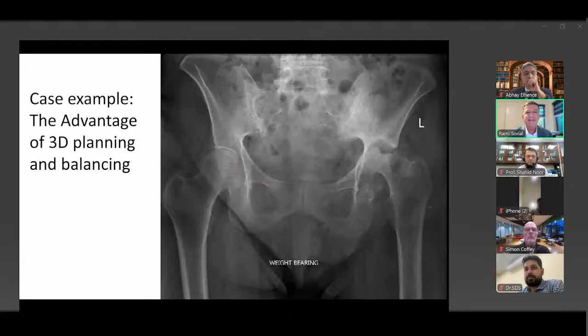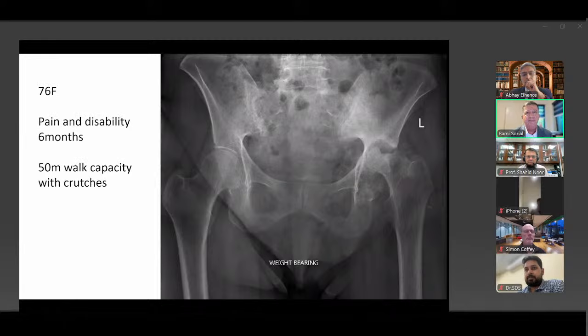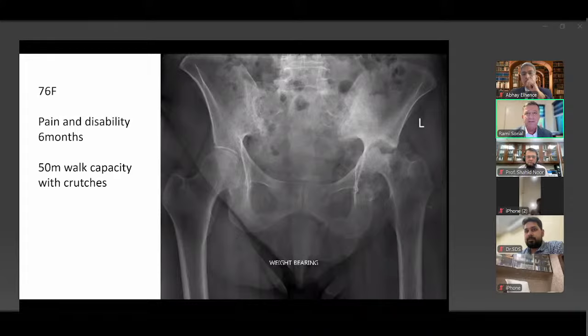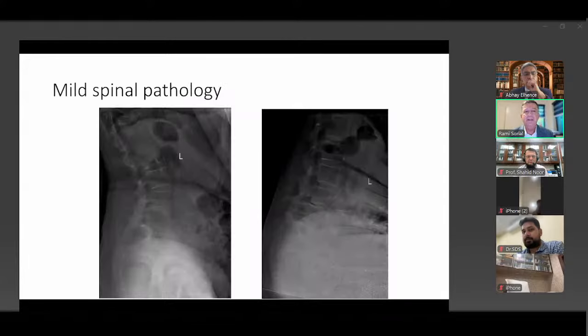I want to share a case example. This is the advantage of 3-dimensional planning and balancing, and it's a real good case to share with you. This is a 76-year-old female presented with pain and disability for 6 months, 50-meter walk capacity. You can see why she's struggling to walk there. And the real question here is, are we going to get away with primary implants, or are we going to need something more? We'll look at her spine. She's got some mild pathology that has to be taken into account.